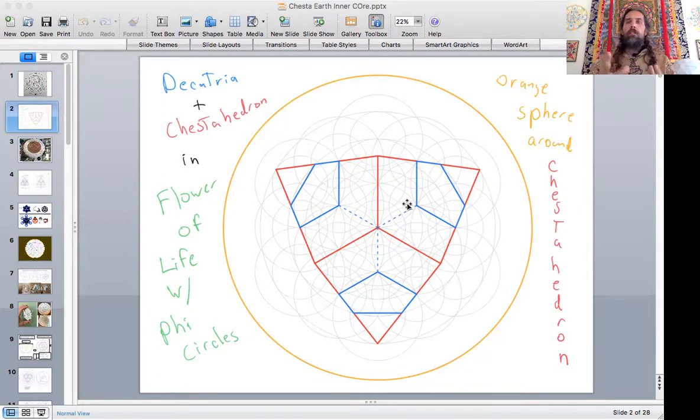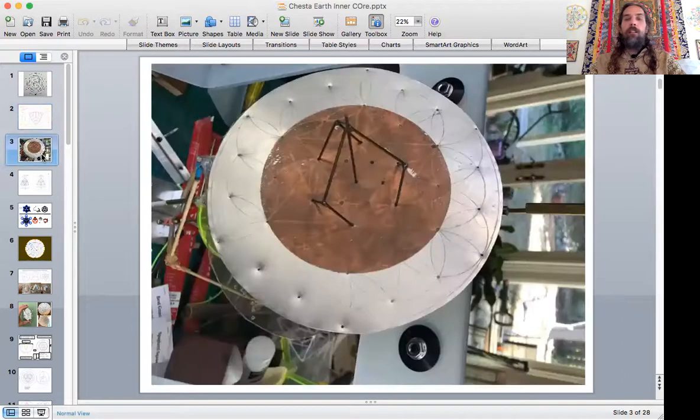So this design of the Chestahedron fits beautifully over the flower of life. After I did the last video, that was a slide from that previous slideshow, Frank sent me this image because he was like, how are we going to integrate this with the flower of life? This is one that he created where he put the Chestahedron at the halfway point at that central hexagon, determining the size of the Earth and where the core would be.